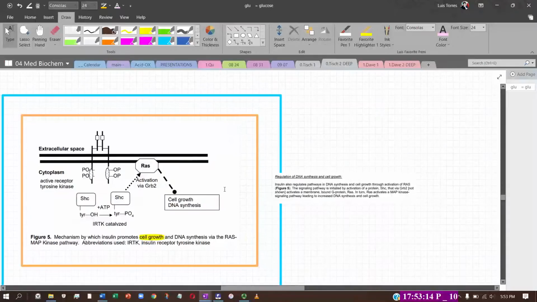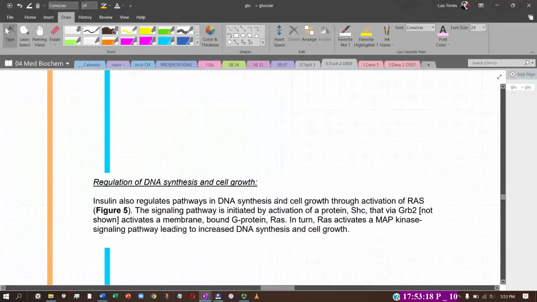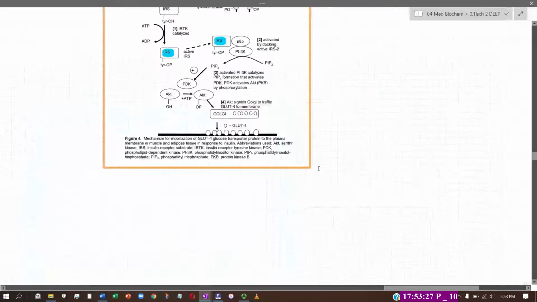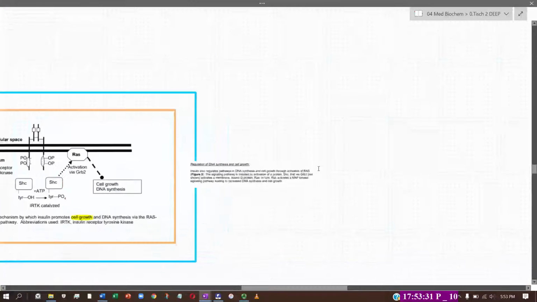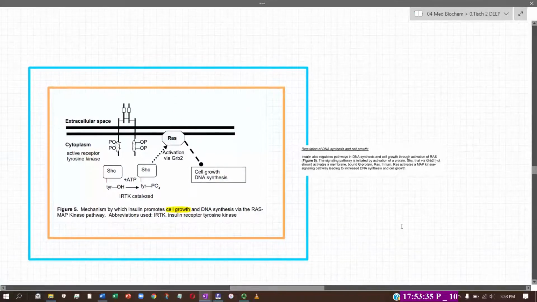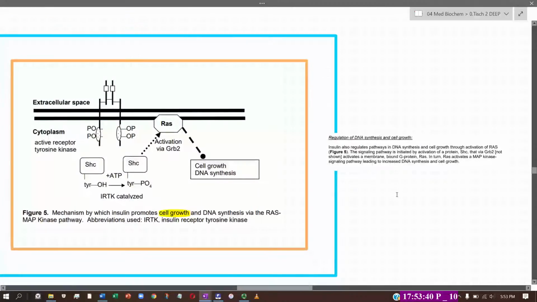It's pretty straightforward, and it almost seems standalone, and it's a very small amount of material. Here is that material read verbatim. So here we go. This subtopic is called regulation of DNA synthesis and cell growth.